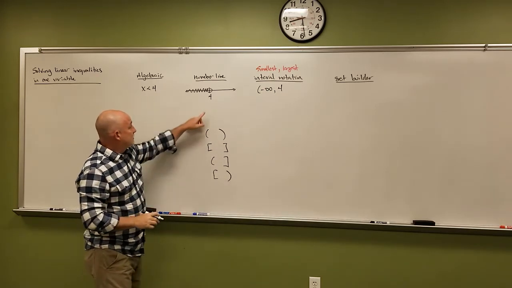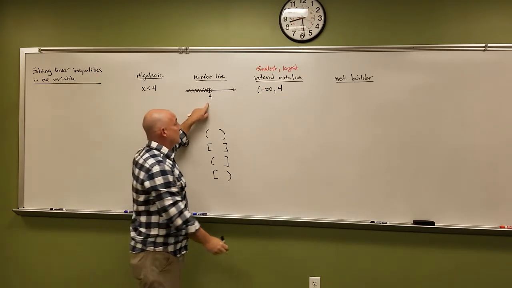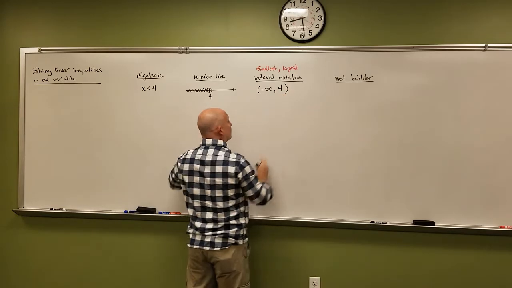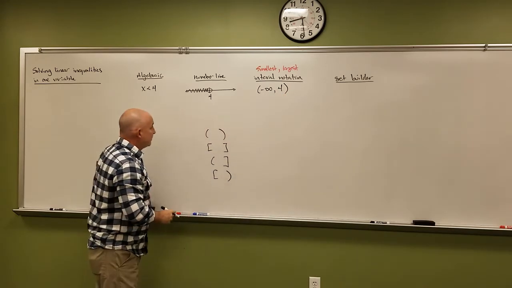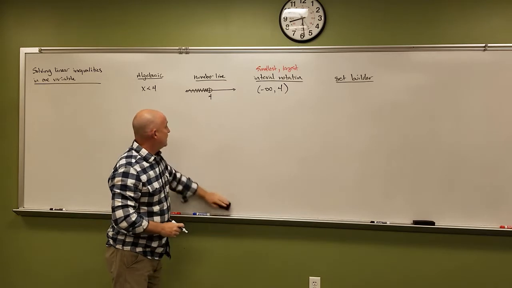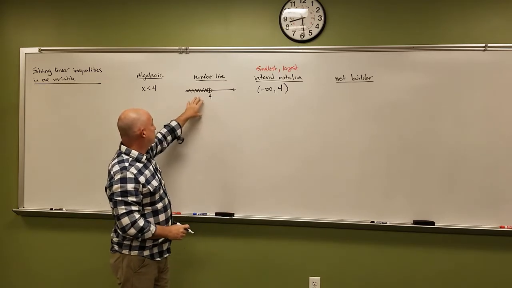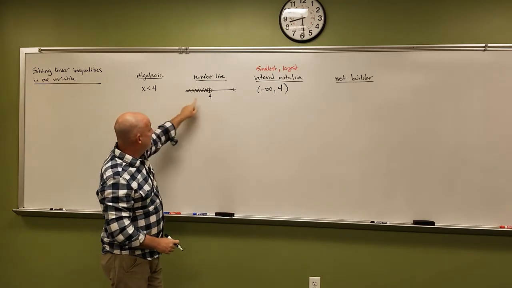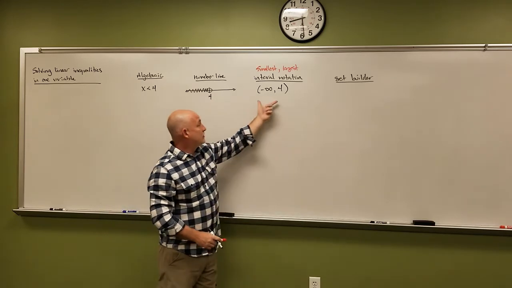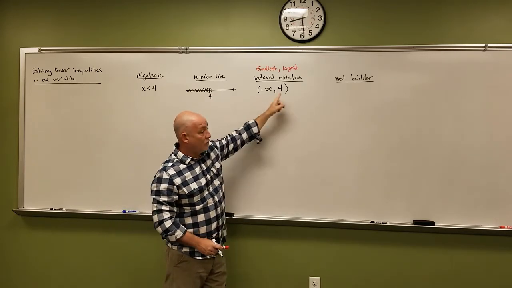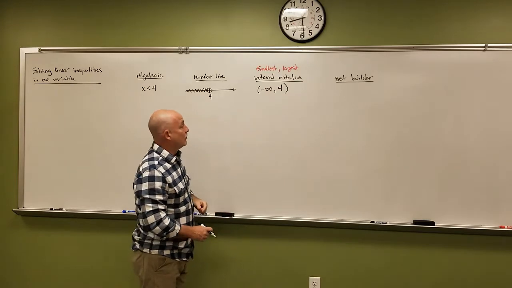Now in this case, since the 4 is not included, we're going to go ahead and put a parenthesis next to the 4 also. So interval notation, again, is saying the same thing that we had here. We're just showing a picture of all the numbers from negative infinity up to 4, not including it. Here we're saying we want to start from negative infinity, go all the way up to 4, and of course not including either one of them.